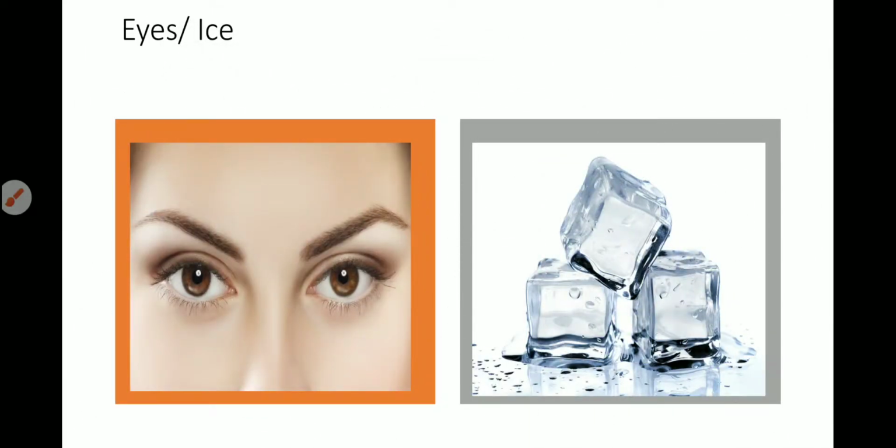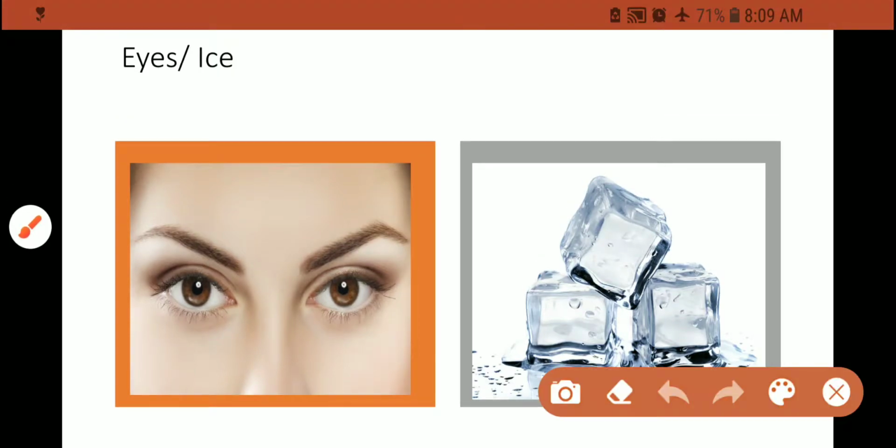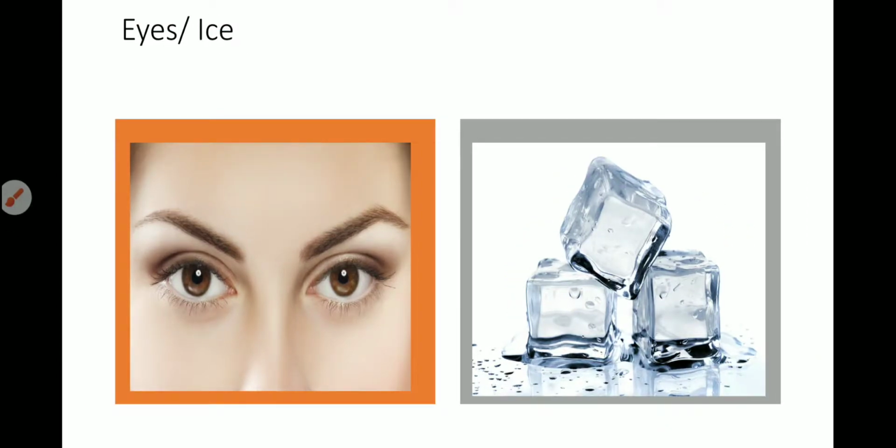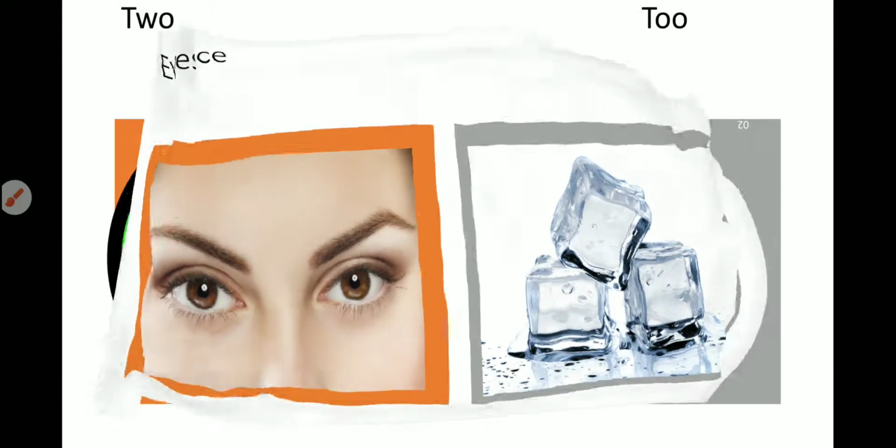Let's look at these pictures. Eyes and eyes. The first eyes is spelled E-Y-E-S, and we use it to see. Okay? And then the second eyes is spelled I-C-E, and we use it to chill our drinks. Okay? So the first eyes is spelled E-Y-E-S. We use our eyes to see. And the second eyes, I-C-E, we use to cool our drinks.